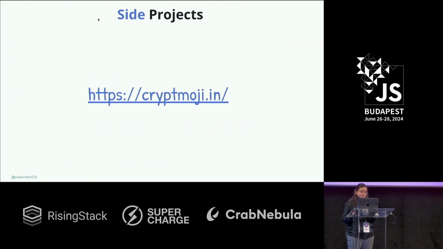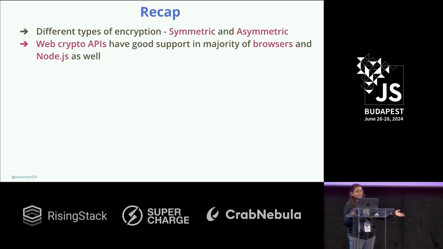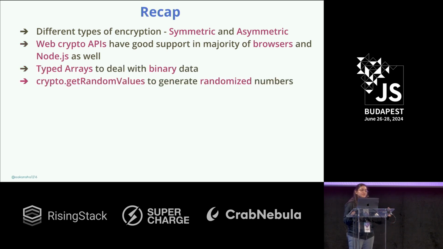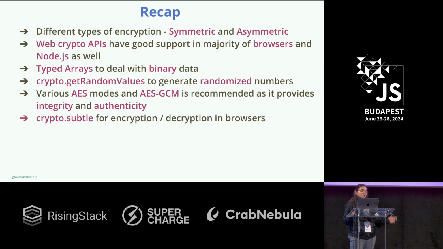Let's do a quick recap of what we have learned so far. Different types of encryption, symmetric and asymmetric. Web Crypto APIs have good support in the majority of browsers and Node.js as well. Typed arrays to deal with binary data, crypto.getRandomValues to generate randomized numbers. Various AES modes, and AES-GCM is recommended as it provides integrity and authenticity as well. crypto.subtle for encryption and decryption in browsers.